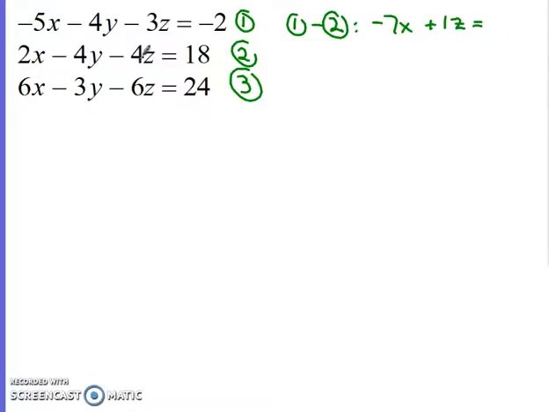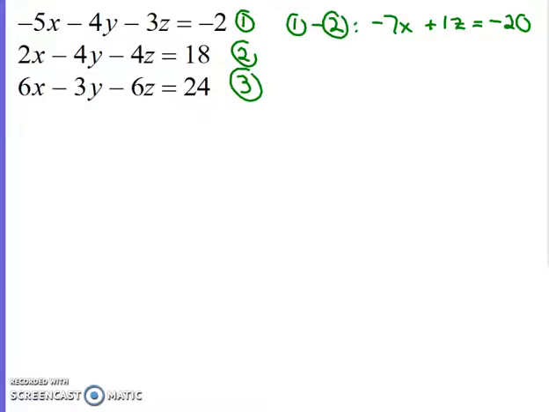And then, of course, I've got to do the same thing over here. I'm going to go negative 2 minus 18, so that's negative 20. So I did something to cancel out y's. Now I've got to do something else to cancel out y's. Great. Any suggestions?